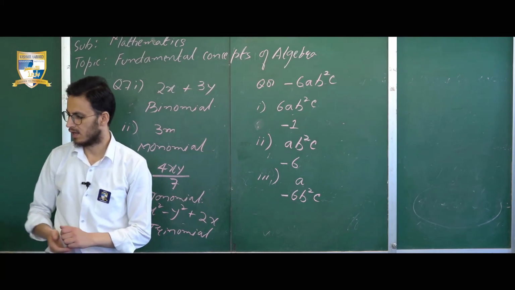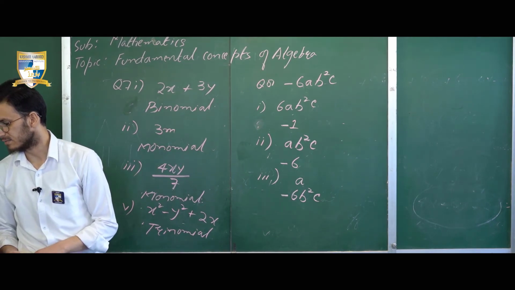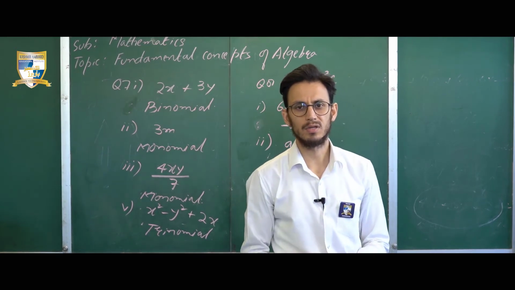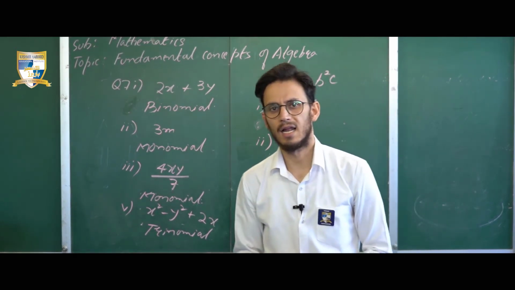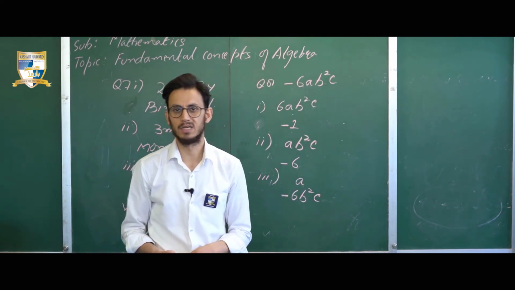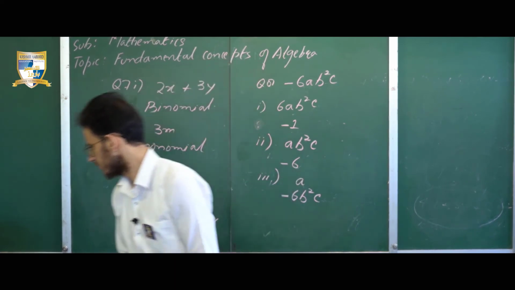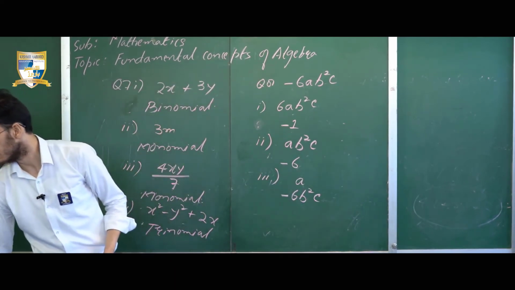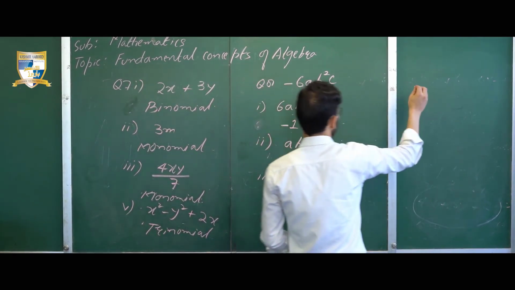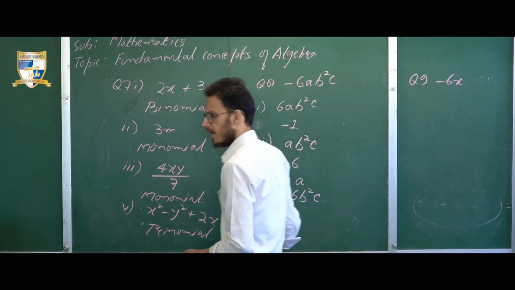Question number 9. In question number 9, it's saying to identify the pairs of like terms among the following. In this question, we simply need to find out the like terms. As I said, like terms are those terms whose variables are same as well as their power should be same. When we have such kind of situation, we can say that the terms are like terms. So the first part is minus 6x. Question number 9. Minus 6x and minus 6y.